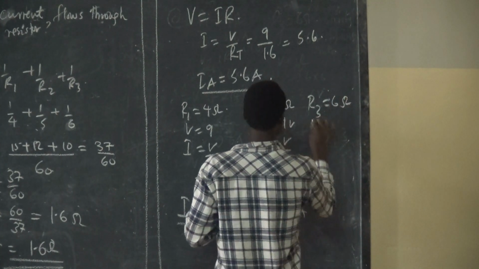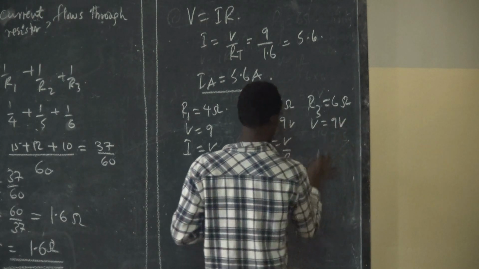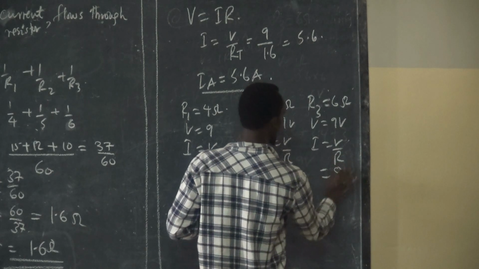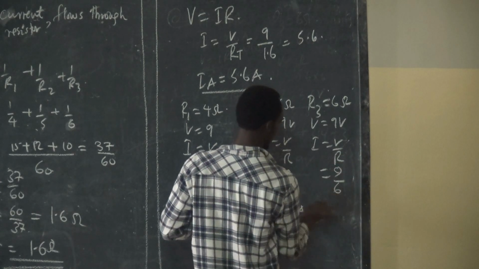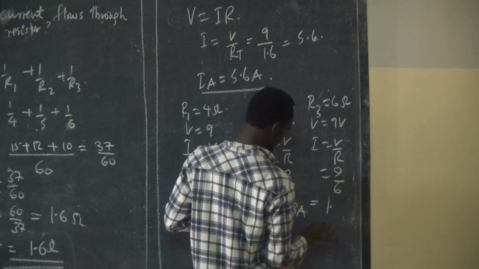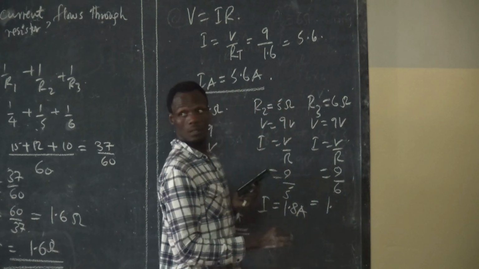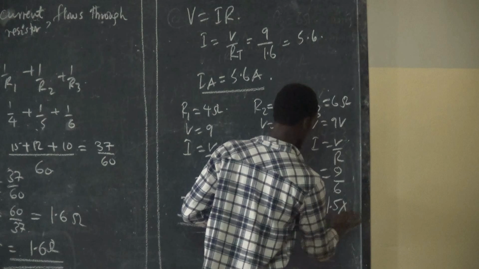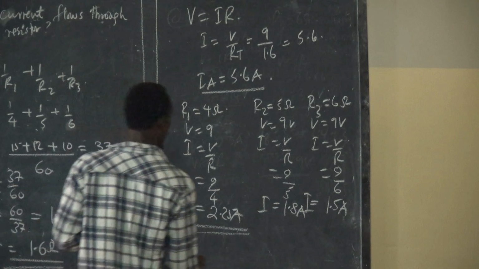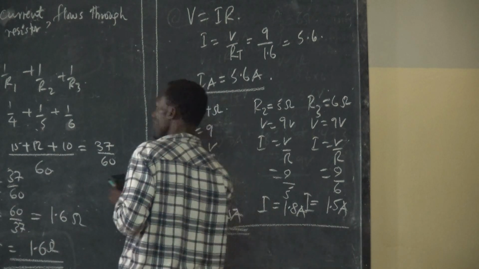6 ohm. Now voltage is common, 9 volts. Now current is equal to V over R, which is equal to 9 over 6, which is equal to what? 1.5 ampere. Now, remember yesterday we talked much about Kirchhoff's law.